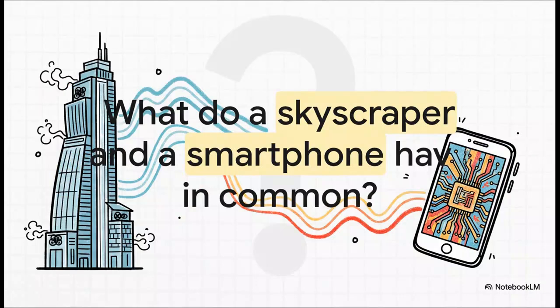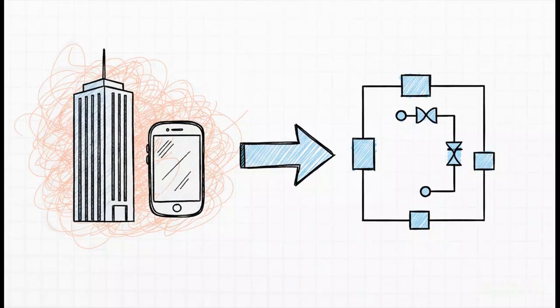So let's just kick things off with a question. Really think about this. What on earth could a massive skyscraper, designed to stay cool in the blazing summer heat, possibly have in common with the tiny, super powerful processor humming away inside your smartphone? Well, the answer is kind of wild.